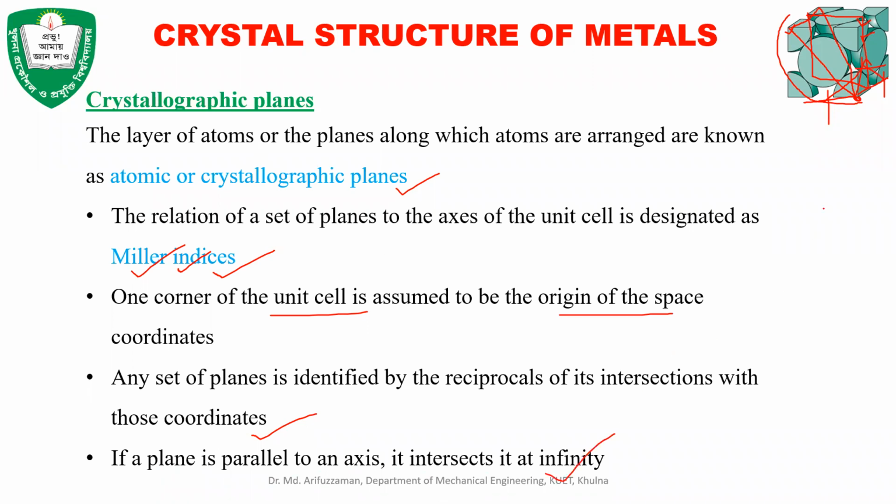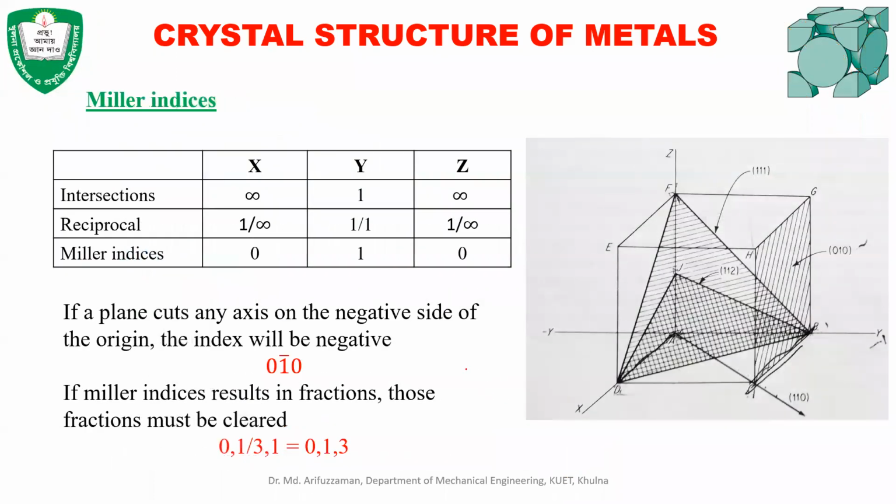That means if you have a plane parallel to the x-axis, let's say this is the x-axis, and you have a plane in here which is parallel to that, then the plane actually intersects the x-axis at infinity. That means this will be the parallel line, and parallel lines always intersect at infinity, and you have to consider that as infinity. So it will be more clear in here.